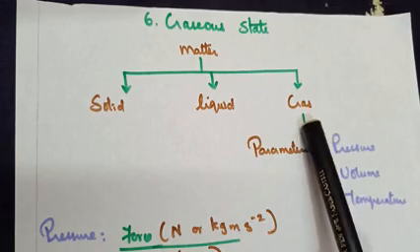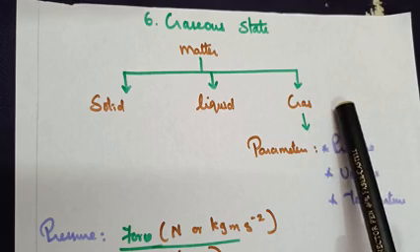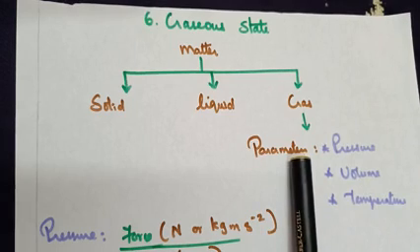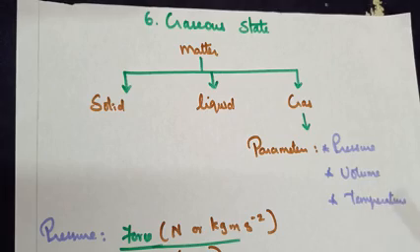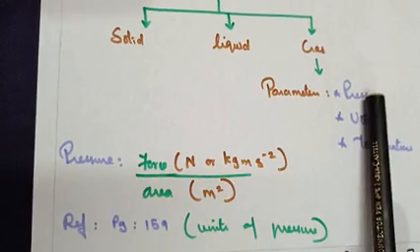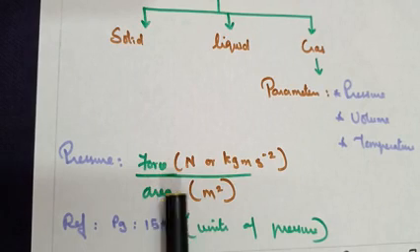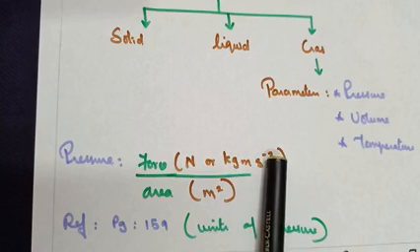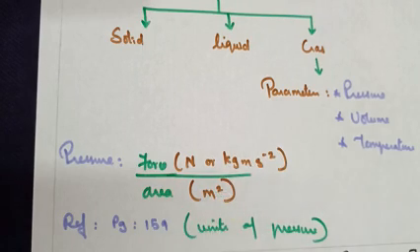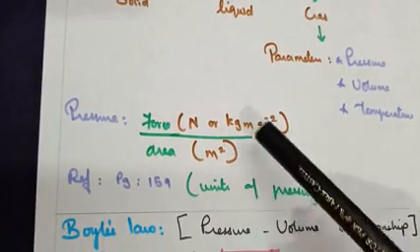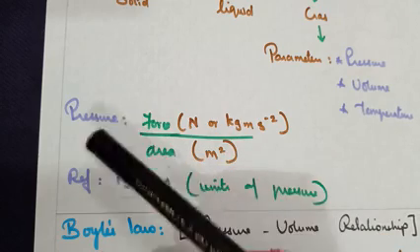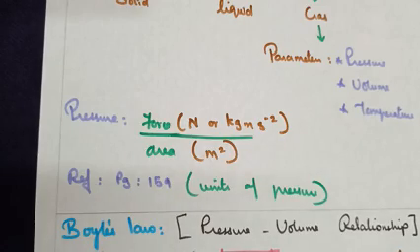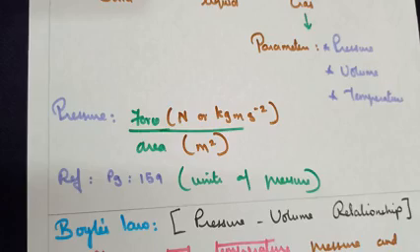To understand further the physical and chemical properties of matter and its constituents, we need the help of certain parameters. They are pressure, volume and temperature. As you know, the formula for pressure is force by area. The unit of force is Newton or kilogram meter per second square, and the unit of area is meter square. Apart from it, there are plenty of other units for pressure given to you in your volume 1 textbook on page number 159. You can refer to that page.